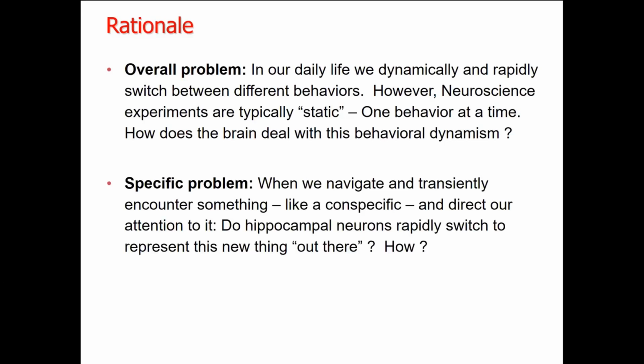But that's not how we do neuroscience. In neuroscience experiments, we typically study one thing at a time. You study just navigation, and another lab will study just decision-making in a different brain area. And a third lab will study social neuroscience in a different country, in a different brain area. So it's very segregated, but that's not how real life behavior works. We wanted to understand what happens in the brain when behavior is very dynamic. Navigation in particular is very dynamic. When an animal navigates, it also needs to pay attention to things out there, like a conspecific or a predator that may attack it. So the question is, do hippocampal neurons rapidly switch to represent these other things out there, and what happens?